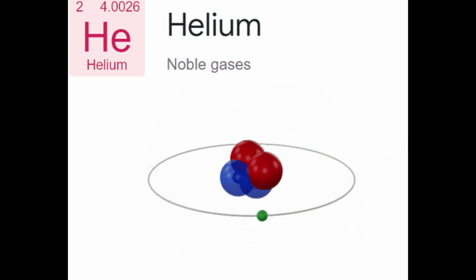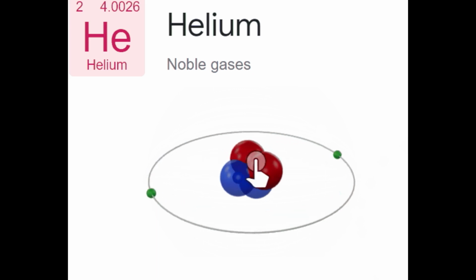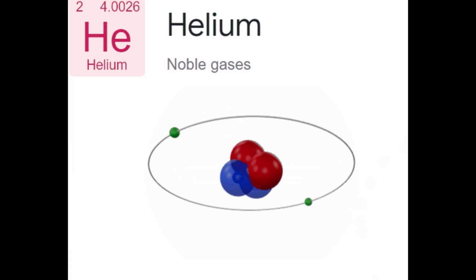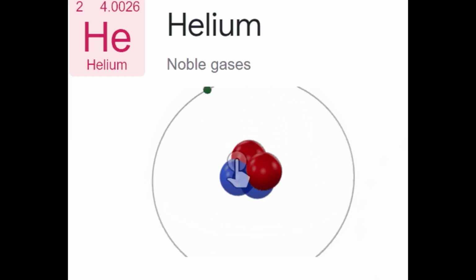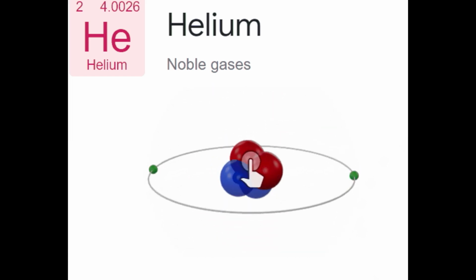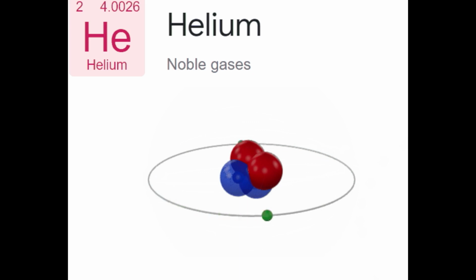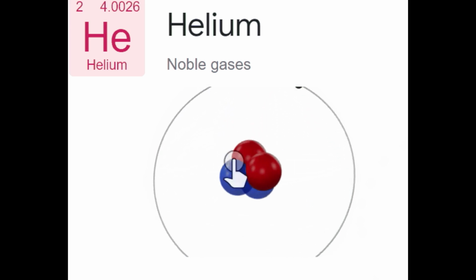Airbags. Helium is sometimes used in airbags in vehicles due to its non-flammable nature. Although other gases like nitrogen and argon are more commonly used, helium remains an option for specific applications.